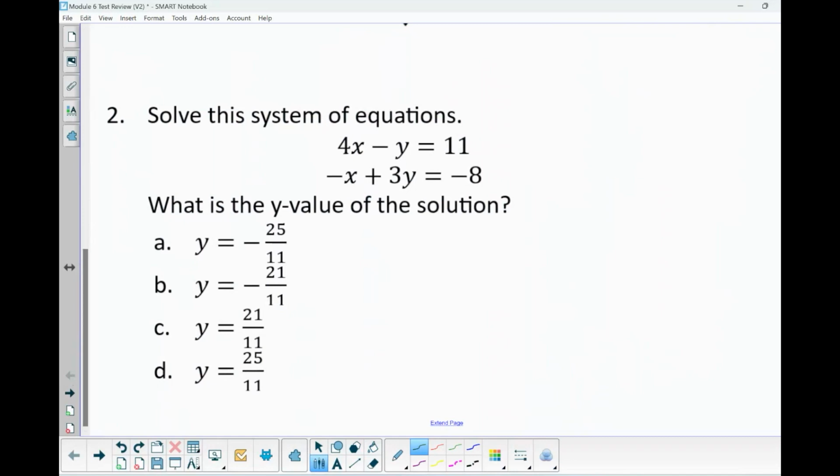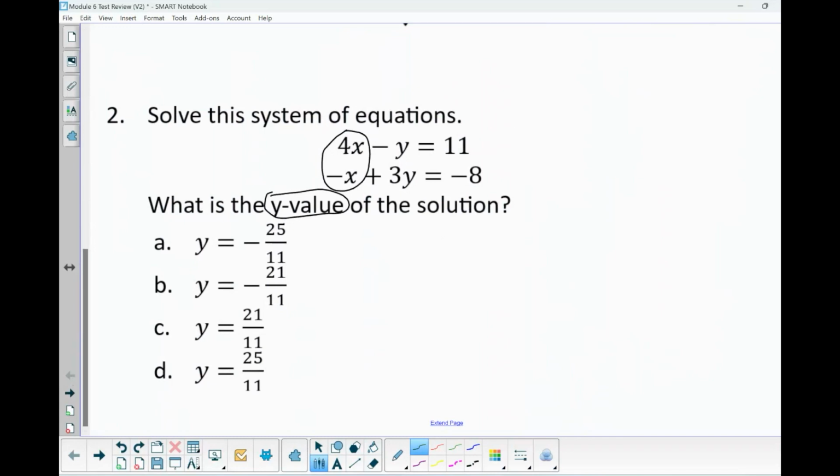Number 2, to solve this system of equations, what is the y value of the solution? So we need to solve for y. That means we can cancel our x's. So let's use elimination to solve for y. You could start with the x's and then plug in to find y. In this case, because it's only asking for a y value, I think it makes more sense to just cancel out the x's, find y right off the bat.